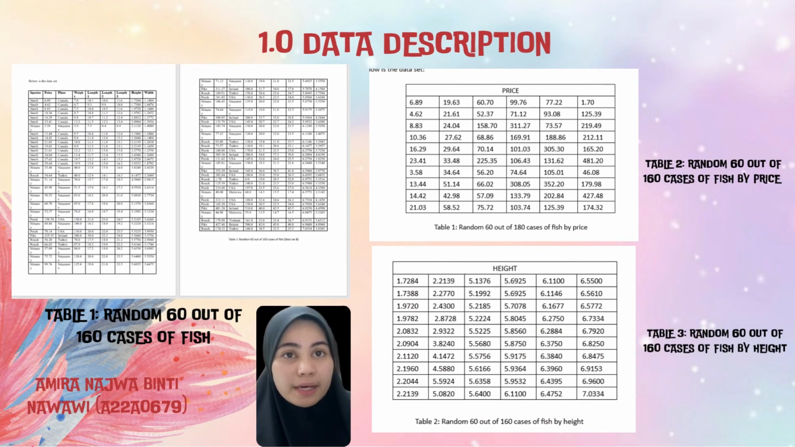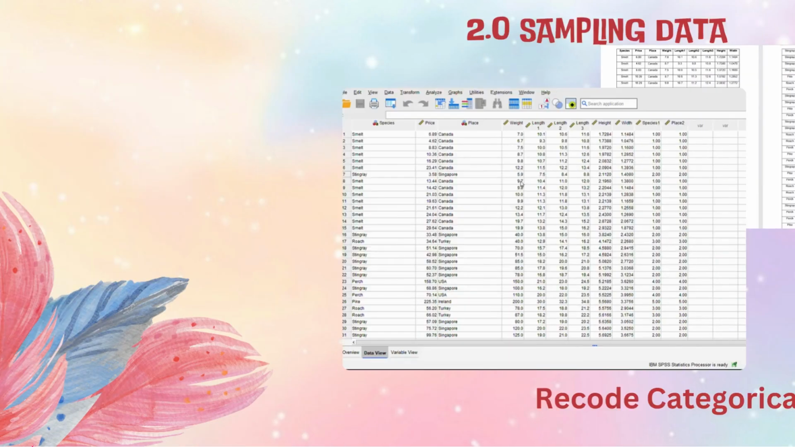Firstly, for table 1, random 60 out of 160 cases of each. Secondly, table 2, random 60 out of 160 cases of each by price. And last but not least, table 3, random 60 out of 160 cases of each by height.